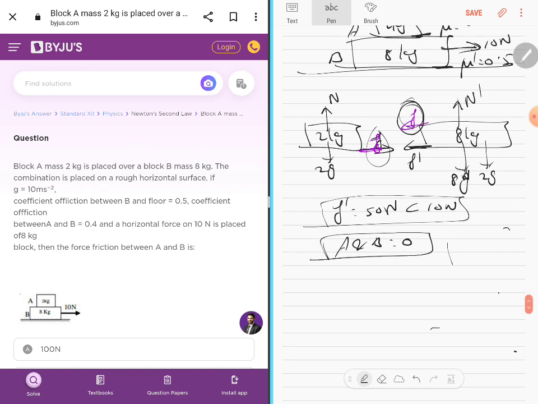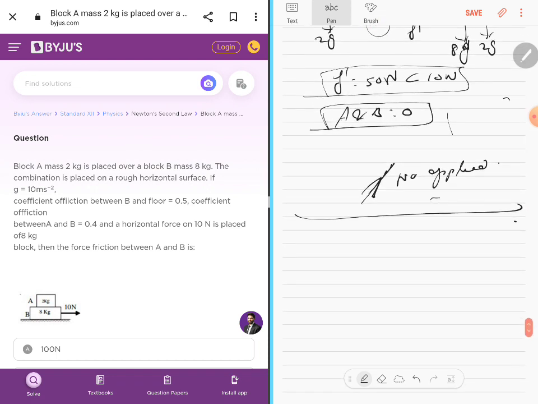Because as you know, only as the applied force increases, the frictional force will also increase. Which means there is no applied force acting between the blocks, and so then the frictional force is 0. Very, very tricky. Okay, so that completes the sum.